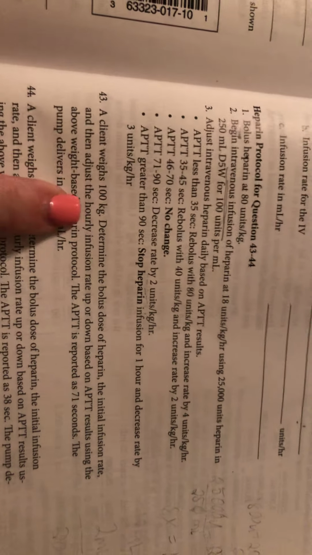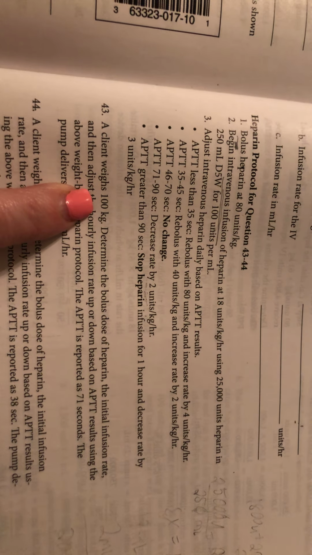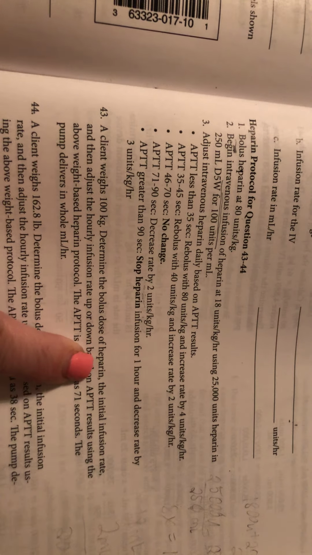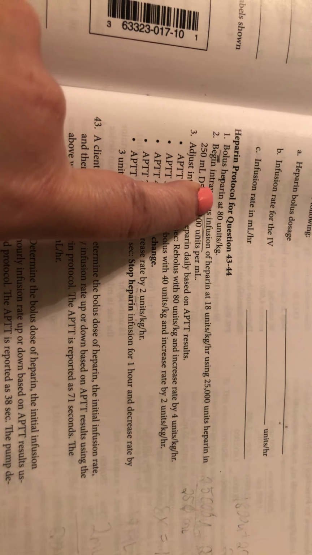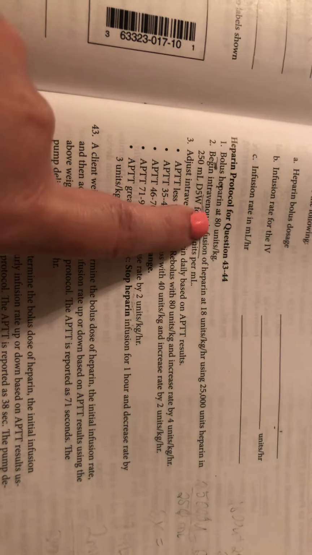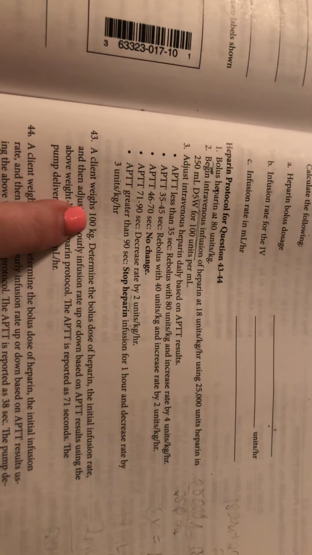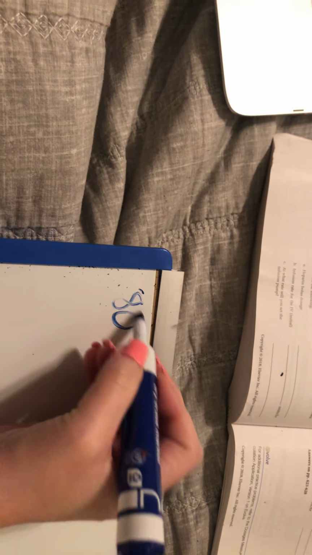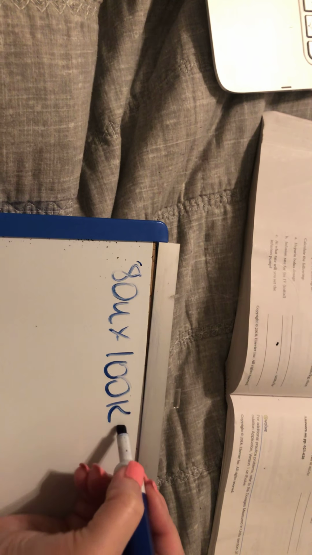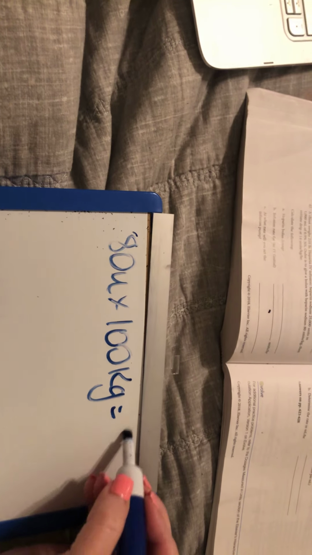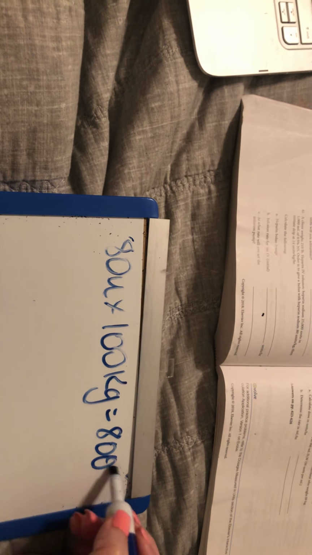So, the patient weighs 100 kilos. Determine the bolus dose of heparin. It tells us bolus heparin at 80 units per kg. So we're going to multiply 80 units times 100 kilograms. So our bolus is going to be 8,000 units.